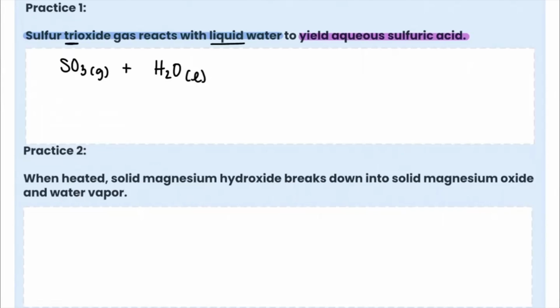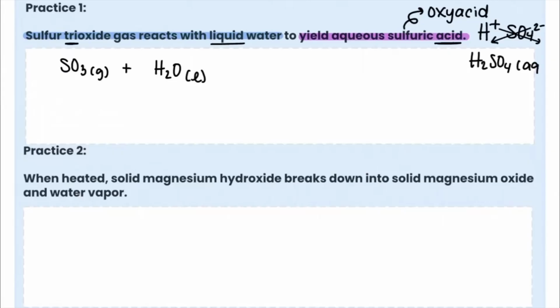And sulfuric acid, if you remember my lesson on oxyacids, this is an oxyacid. It comes from the sulfate ion, which is SO4 with a -2 charge. So because it's acidic, you're going to add a hydrogen ion in front of it, crossing the plus and the -2 charge. You end up getting H2SO4, and you write the aqueous symbol next to it. So now writing the skeleton equation, we end up getting SO3 gas and H2O liquid yields H2SO4, aqueous.